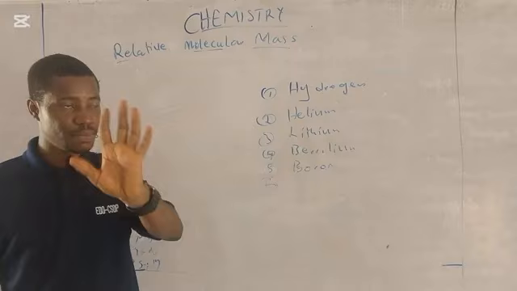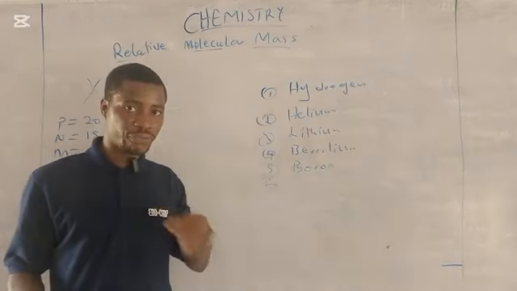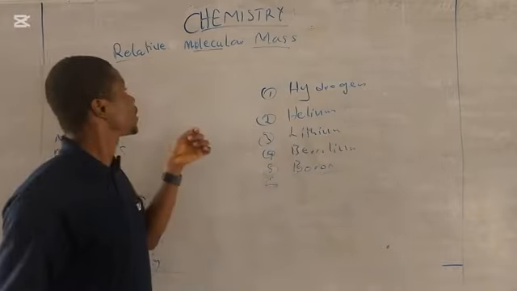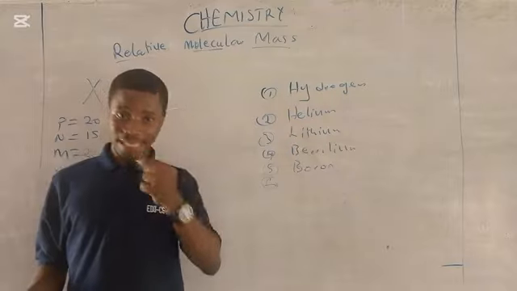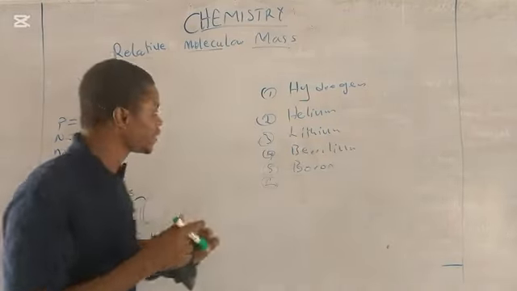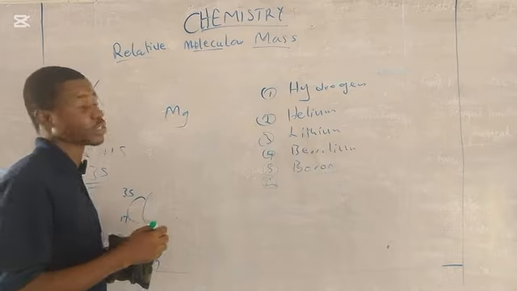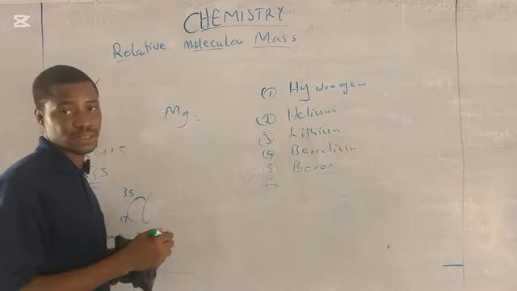First of all, let me start like this. Relative molecular mass of an element is simply the relative atomic mass of that element. If you have this element, let's say magnesium, I say calculate the relative molecular mass of magnesium. It is the same as the relative atomic mass, 24.